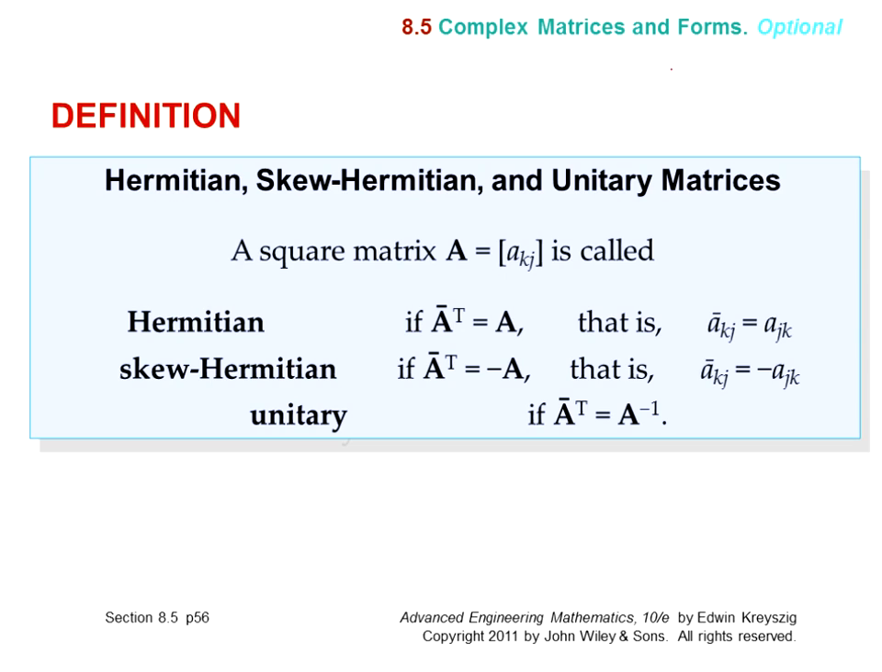And lastly, a matrix A is called Hermitian. Lastly, Hermitian, skew-Hermitian and unitary matrices. A square matrix A is called Hermitian if A bar transpose is equal to A, and it is called skew-Hermitian if A star is equal to minus A.